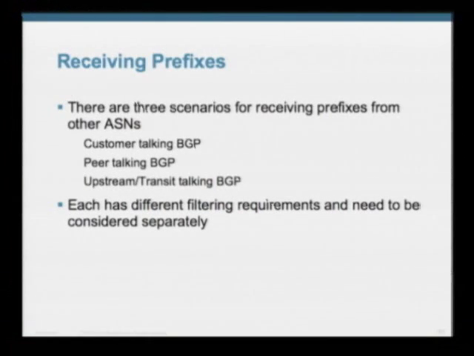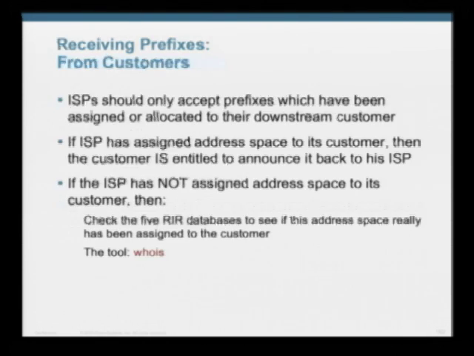Now, receiving prefixes. There are three scenarios for receiving prefixes from other ASNs, which I mentioned earlier: a customer talks BGP to you, a peer talks BGP, and an upstream or transit talks BGP. They are different. We need to treat them in different ways.